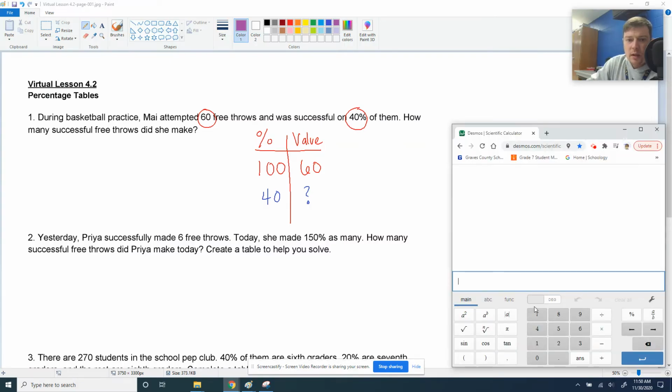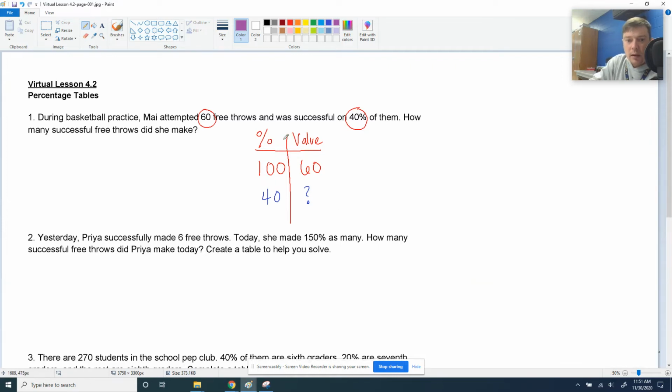So here's our Desmos calculator. We would do 60 divided by 100, which is obviously going to be 60 hundredths, or 0.6. So 0.6 is our constant of proportionality. You can see that when I divide the two things, I'm multiplying by 0.6 to get over here. So all I have to do to get my answer is 40 times 0.6, and that will tell me the answer to this problem.